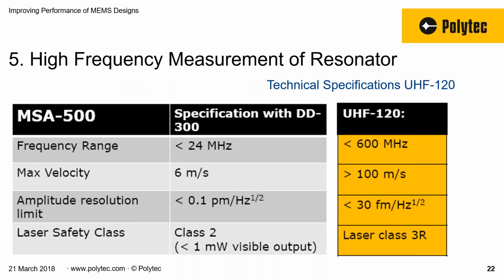Some of the specifications for this, compared to our MSA 500 that I just showed you: this system is beyond 600 megahertz. It can go out to now 2.5 gigahertz. We're able to measure high velocities, and the resolution is also sub-picometer, so we can measure down to very, very tiny vibrations using this. It actually uses a green laser for this, class 3 laser.